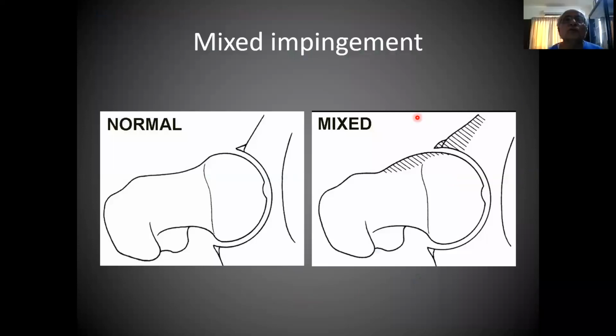So the mixed type. Now in the mixed type, we have a coverage plus additional head neck junction. So we do have a double pathology here, and that's called a mixed. We discussed first pincer, second a cam, and now the third is mixed. We have got double pathology, that is acetabular over coverage as well as a head neck junction abnormality, either offset or something like that, which is there.